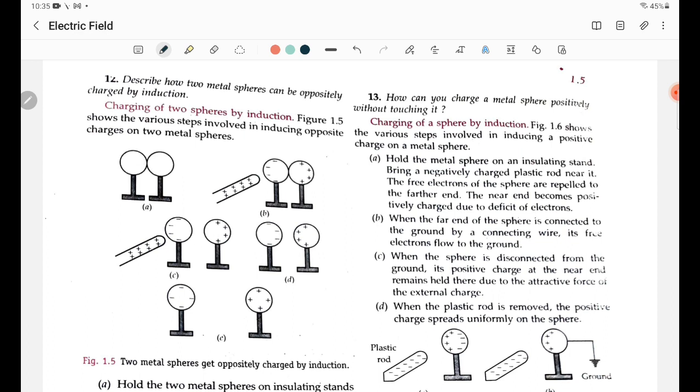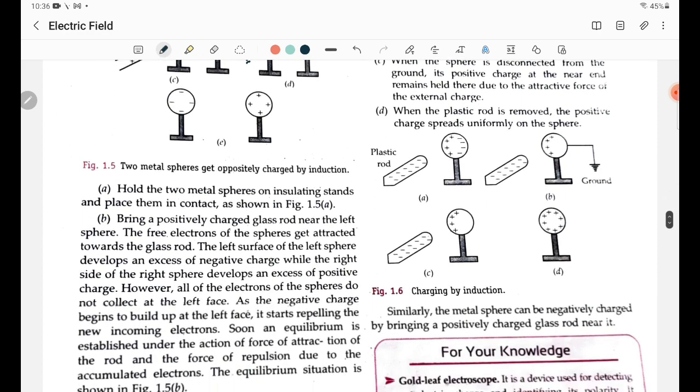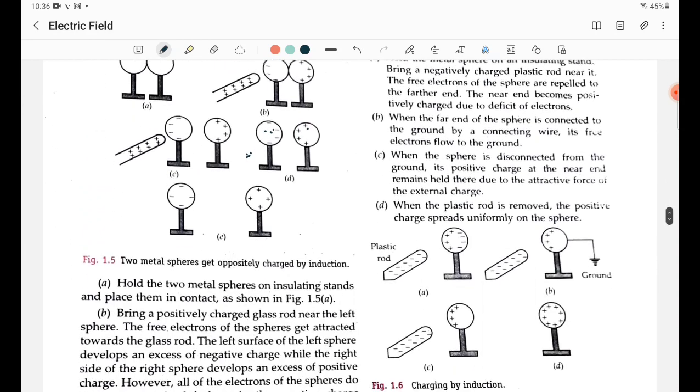Okay, now I will remove the glass rod. See here, no glass rod. I have removed the glass rod. So as it is removed, what is happening? Now this is getting negative charge, this is positive charge. After some time, as this is a conductor, the charges will get distributed. So the charges are getting distributed. See, I have made one sphere negative and developed the opposite charge on the other.